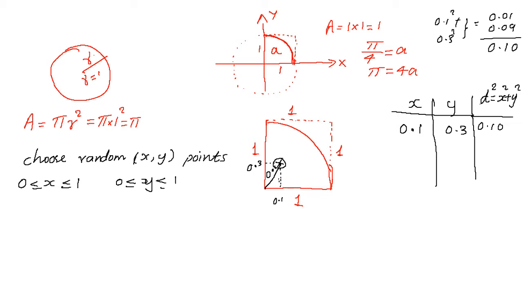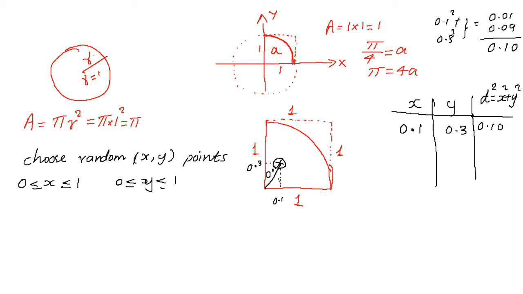will obviously be inside the area of interest, because if the distance square is more than 1, or if the distance itself is more than 1, it will be outside the area of interest, and if it is less than or equal to 1, we can conclude that it is inside the area of interest. So I consider this as a point inside.